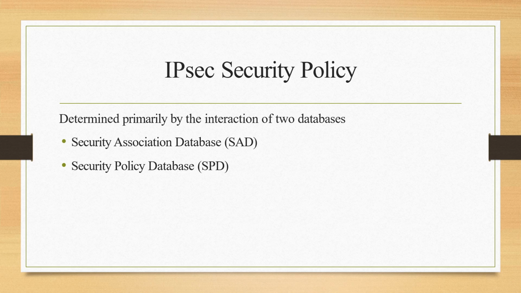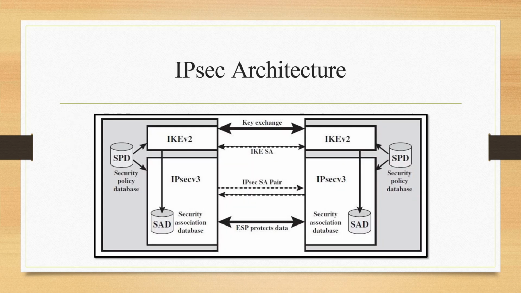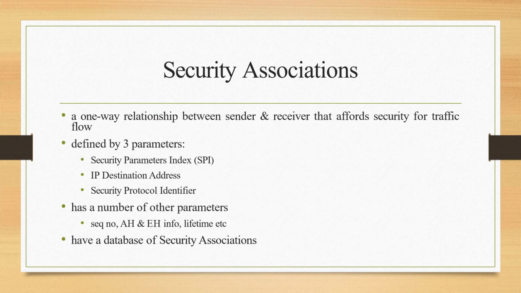IP security policy is determined primarily by the interaction of two databases, the Security Association database and the Security Policy database. This figure illustrates the relationship between these two. Security associations. A key concept that appears in both the authentication and confidentiality mechanisms for IP is the security association.